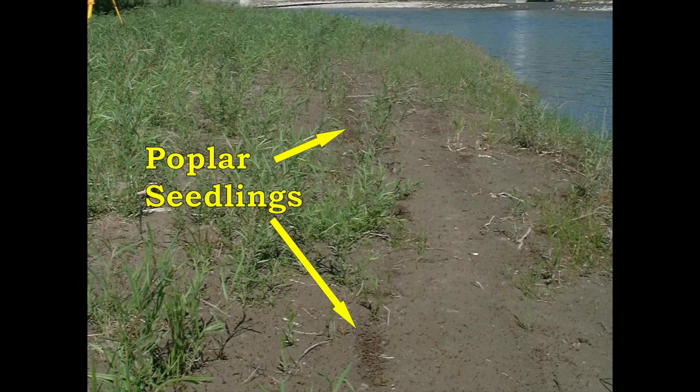This is what a site might look like where it was successful. This is actually on the Waterton River. You can see in the foreground fine sediments, wet, that have been deposited, and we see that there are actually poplar seedlings occurring there, those very small clusters, and then if you look in between the willows, you can see single individual seedlings scattered throughout.